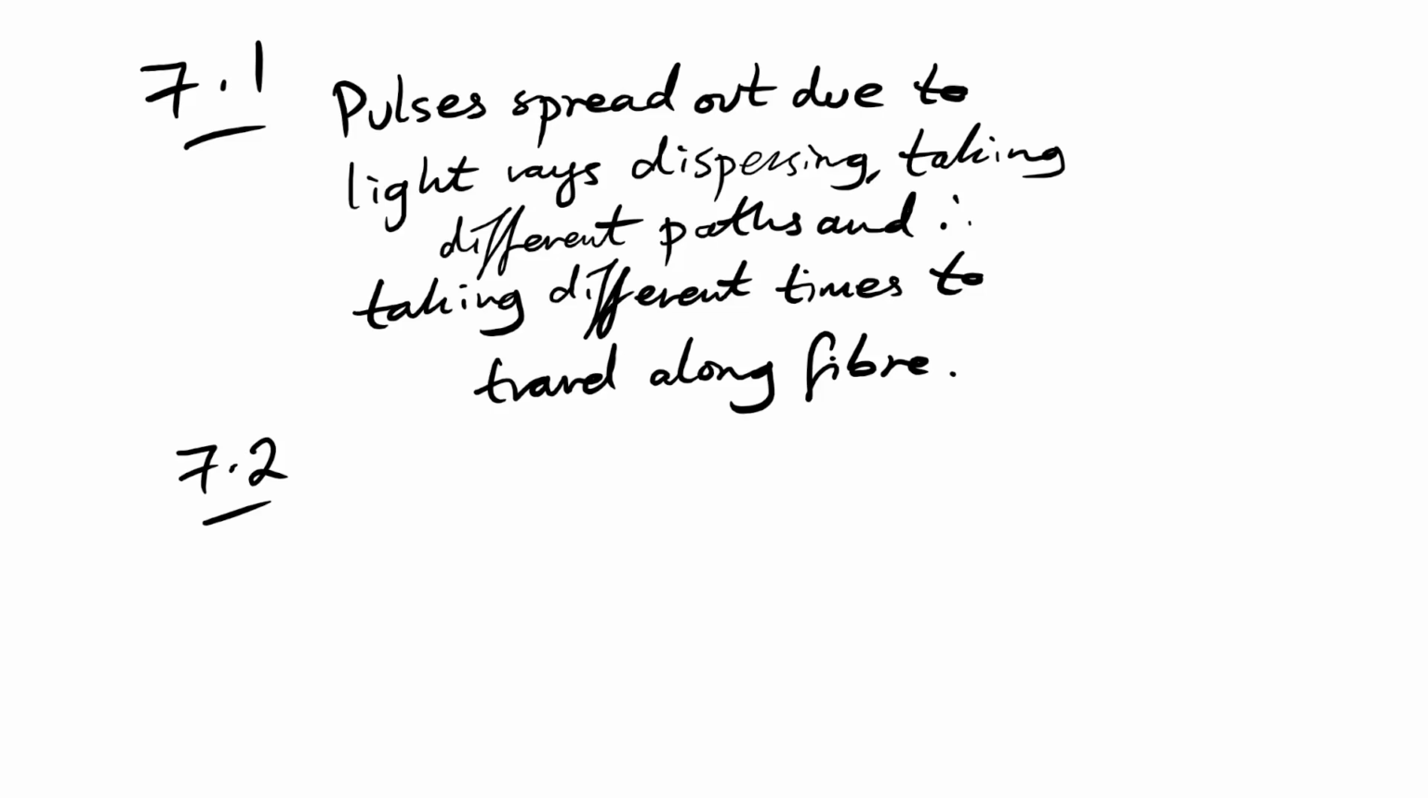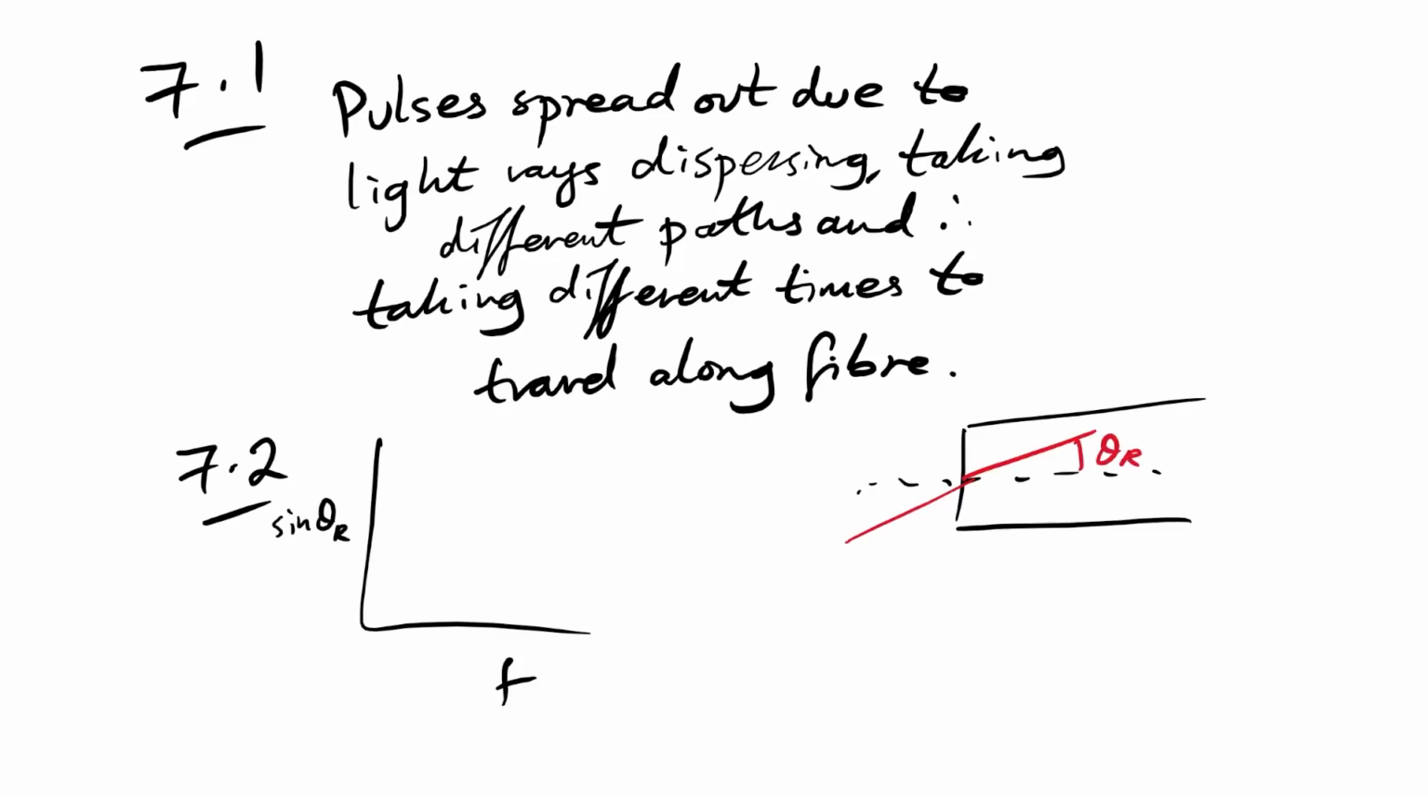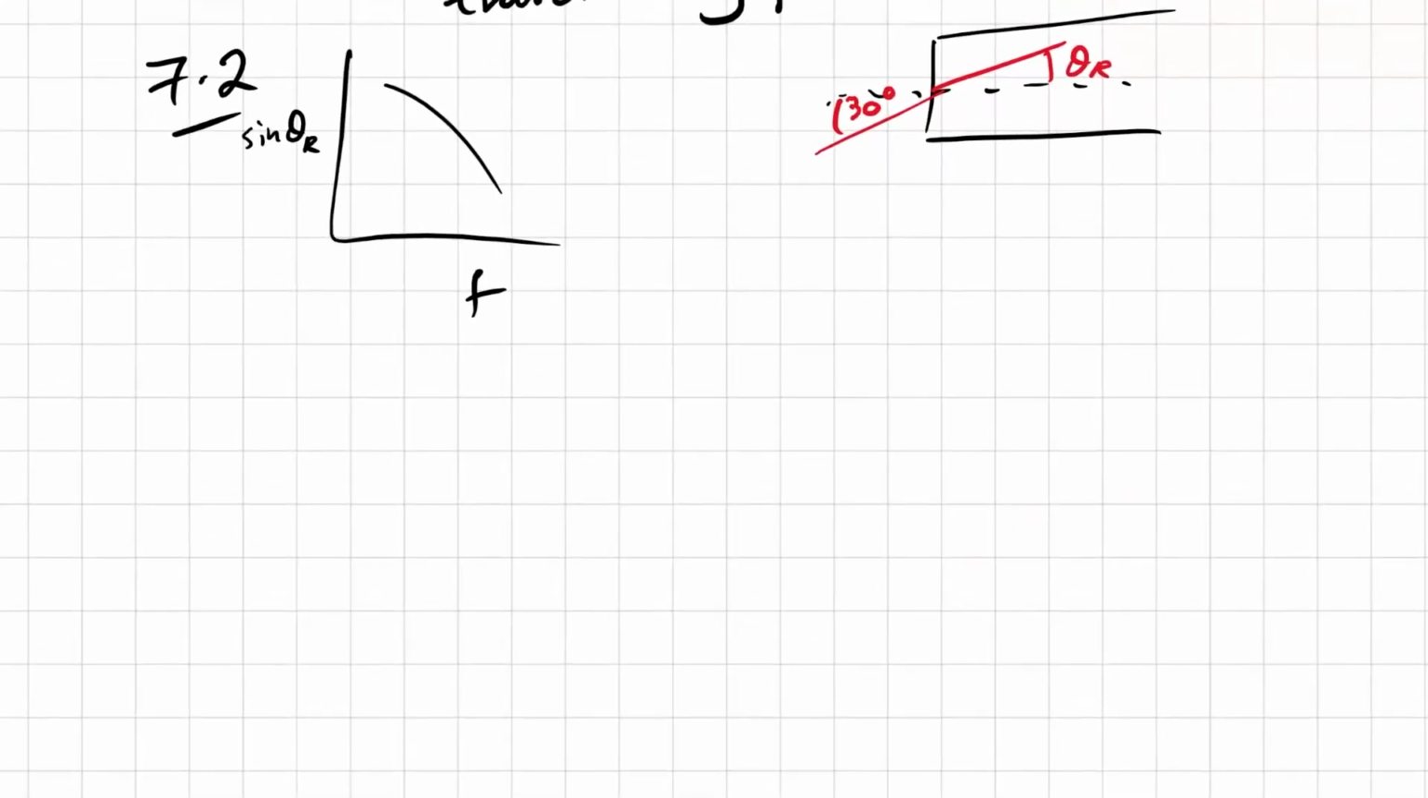Okay, we have this set up. What do we have here? Cladding, core, and so on. We have a graph of sine theta r against frequency, where that's our theta r, angle of refraction going in. This is 30 degrees. What are we being asked then? Transit time along the fibre for a single pulse.